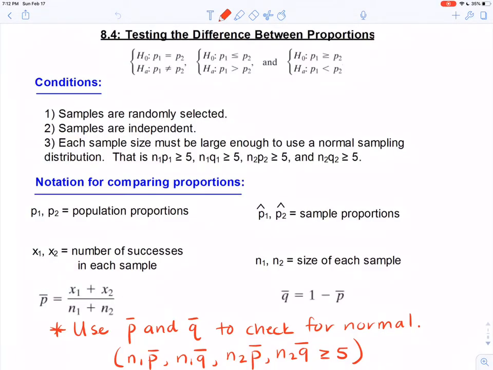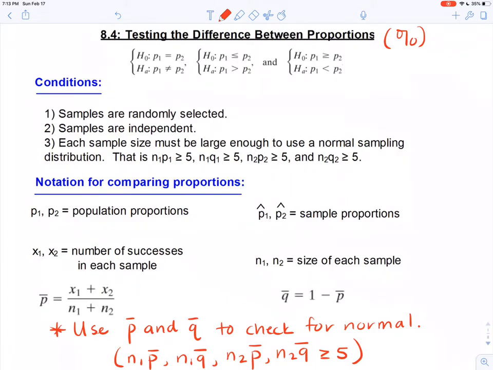Okay, so in section 8.4, you're going to be looking to test the difference between proportions rather than the difference between means. Remember that proportions are just going to be looking at claims about a certain percentage from the population. We did tests for one proportion back in chapter 7, so this will just be tests that are comparing two proportions.